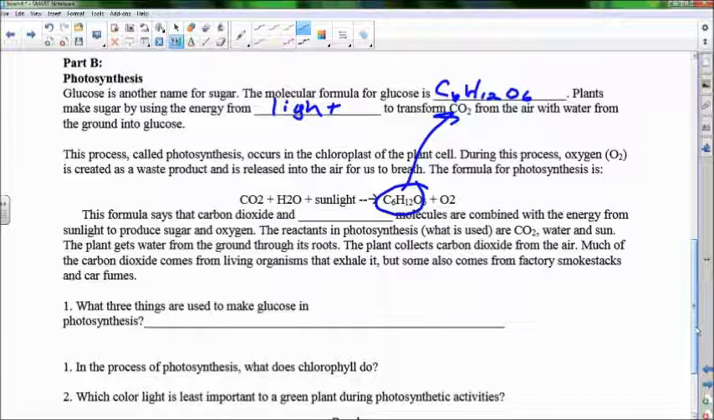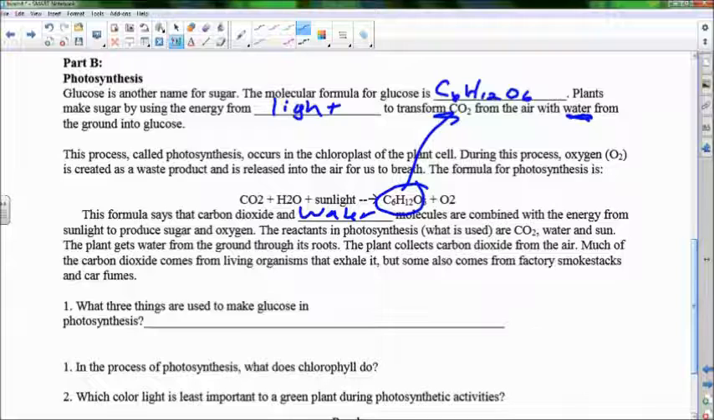And that's something important that we're going to talk about today more. A lot of people don't realize that water is an important part of photosynthesis. We all know plants take in carbon dioxide, they give off oxygen, but water is actually an integral part of what happens there. This process called photosynthesis occurs. During this process, oxygen is created as a waste product, released in the air. Here's the formula. The formula says that carbon dioxide and water molecules are combined with the energy from the sunlight to produce sugar and oxygen. The reactants are carbon dioxide, water, and sun.